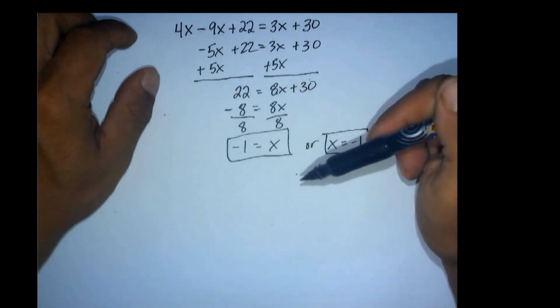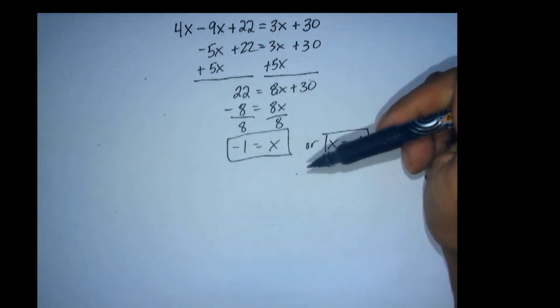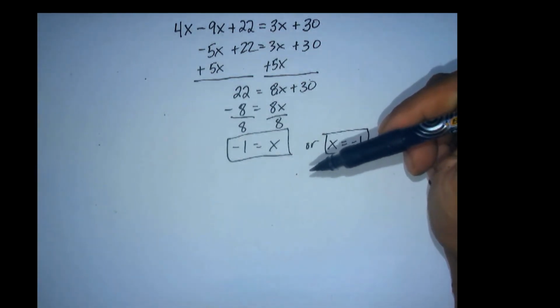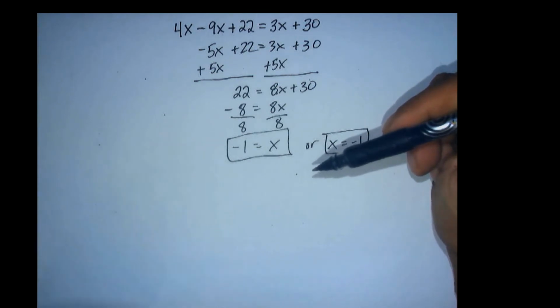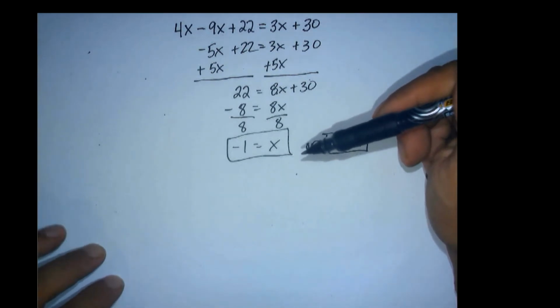Oh, I see where I screwed up. Alright, good. So that helps. Okay, -8 equals 8x. My turn.